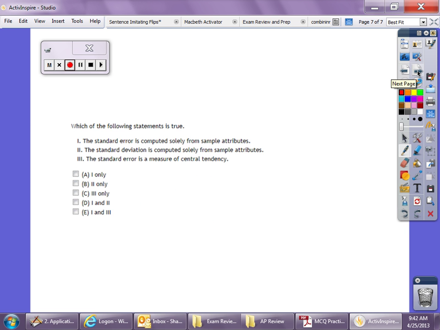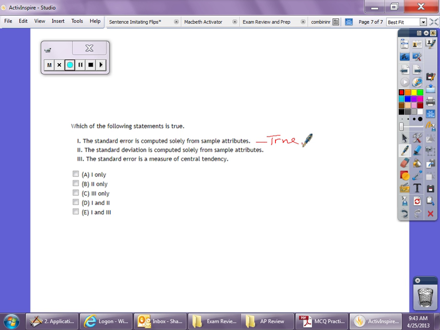And last but not least, which of the following statements are true? The standard error is computed solely from sample attributes. That is correct. The standard error is based on the sample. The standard error is a sampling standard deviation measure. So this statement is true.